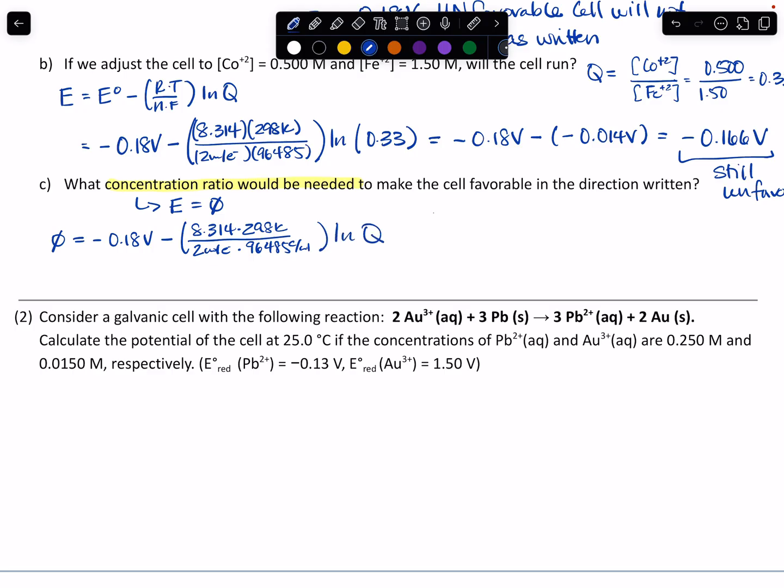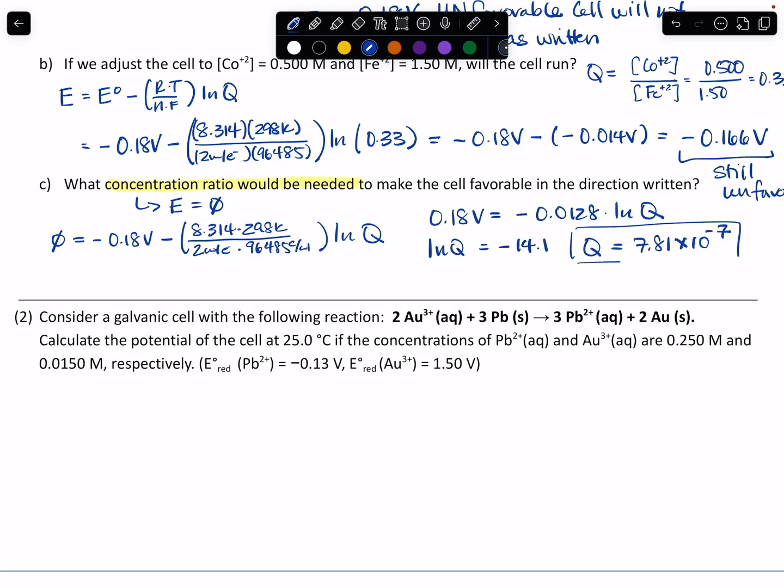So we end up with 0.18 volts if we slide that to the other side. And then when we do our RT and F piece, we get negative 0.0128 times the natural log of Q. We're going to move that 0.0128 to the other side. So the natural log of Q is going to be equal to negative 14.1. And we take the inverse natural log. We get a Q value here of 7.81 times 10 to the negative seventh.